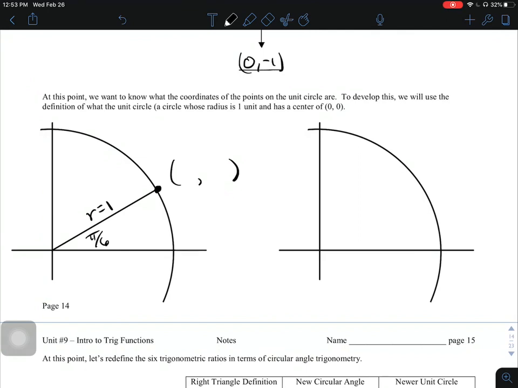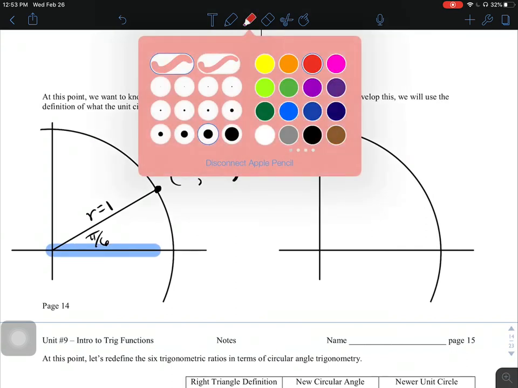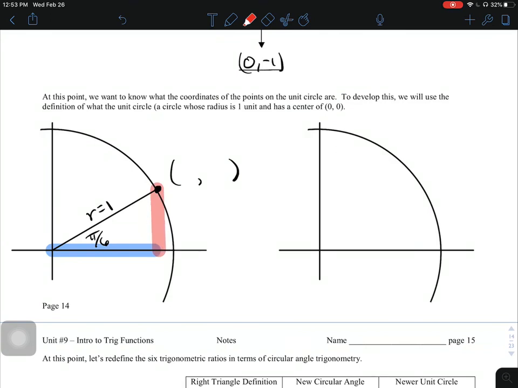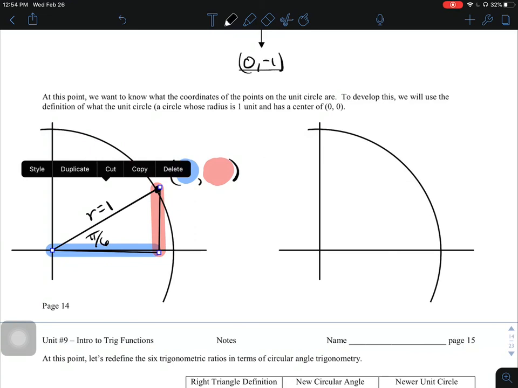What is the x value and y value? How far left, how far right? Essentially, we want to know what is the distance, this blue distance, and what is the red distance. The red distance is going to be the y value, and the blue distance is the x value. Notice I just made a right triangle. Not just any right triangle. This is a 30, 60, 90.